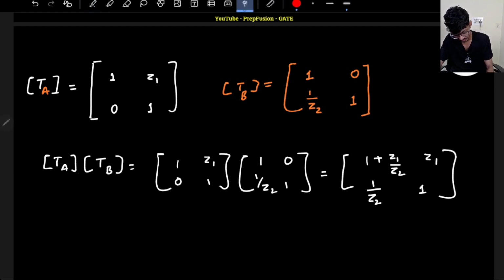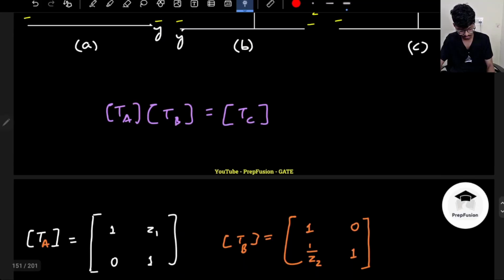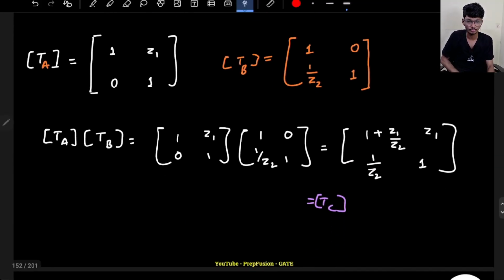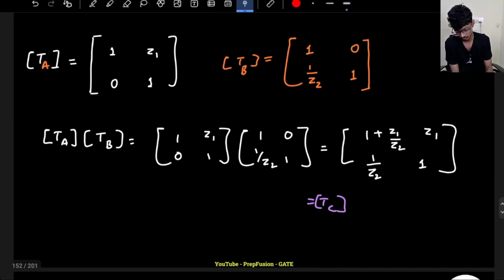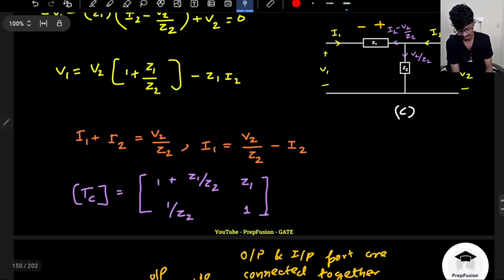Okay, so if we cross verify, this is actually equal to my TC that we just derived: 1 plus Z1 by Z2, Z1, 1 by Z2, 1. So if you can remember this, good, but how do you remember it? How can you remember the T parameter or the ABCD parameter for this network?